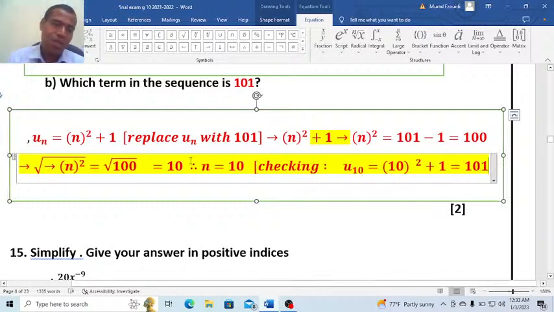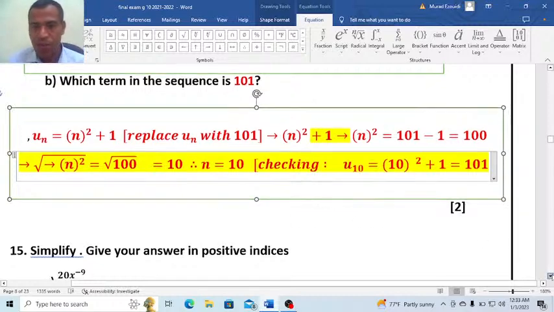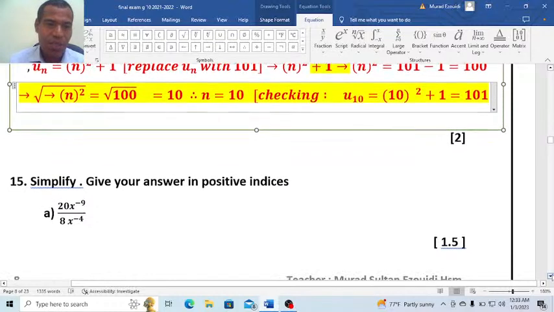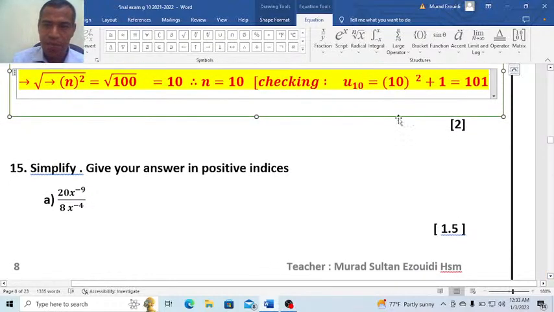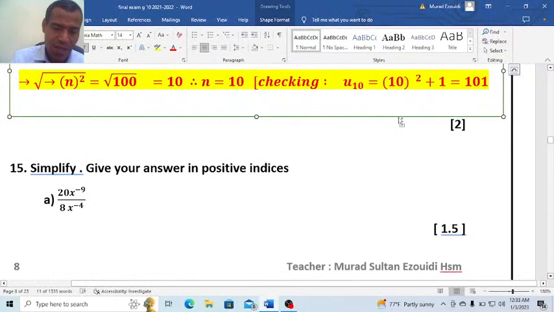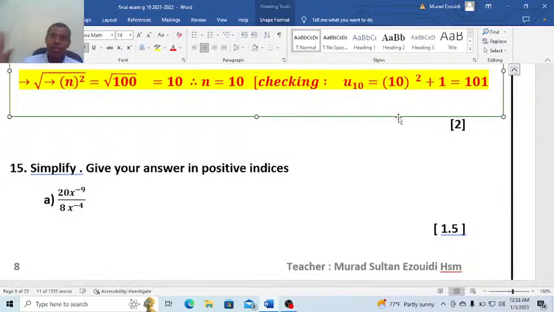Therefore, this is sub-question B. Now for the next question, we have exactly the following. I wish that's clear for you, learners. How can you figure out the term of the arithmetic sequence?